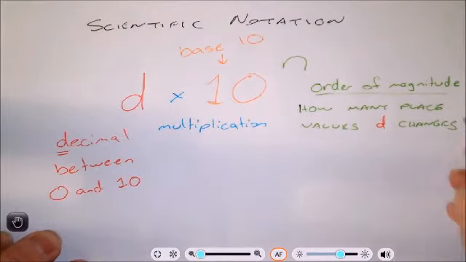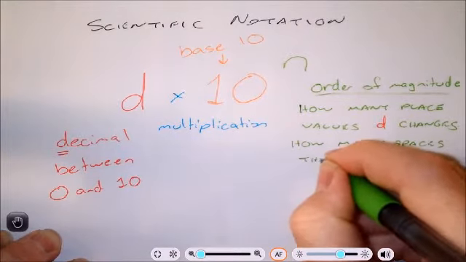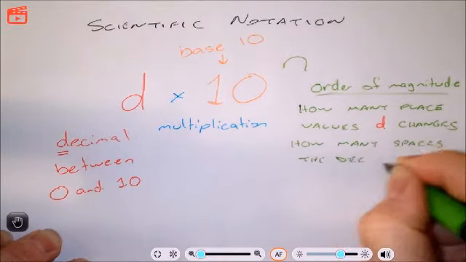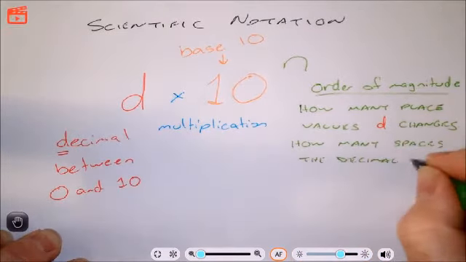Or another way to put it, how many spaces the decimal moves. So you can talk about changing place value, or you can talk about changing where the decimal is. That's what the order of magnitude tells us.